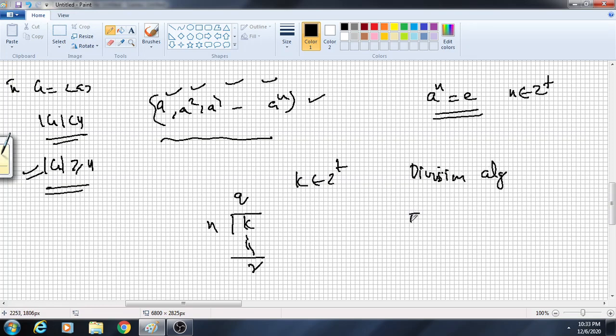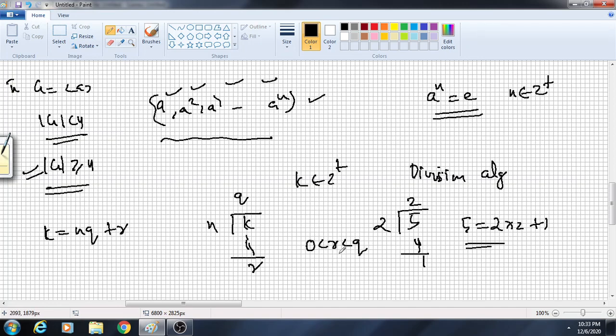If you divide 5 by 2, you get the quotient 2, so you get 4 and remainder 1. So 5 can be written as 2 into 2 plus 1. This is the meaning of the division algorithm. So I can write k as n into q, the divisor into quotient, plus the remainder r. And what is the property of the remainder? It is that 0 is less than or equal to r, and r is strictly less than n.